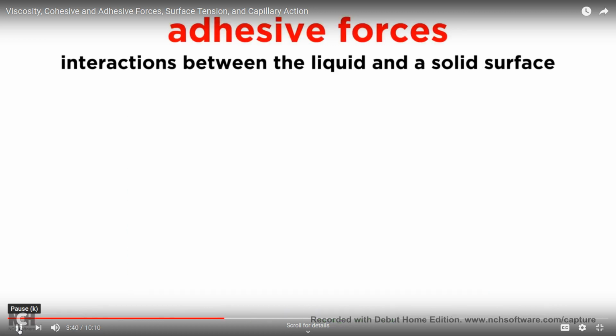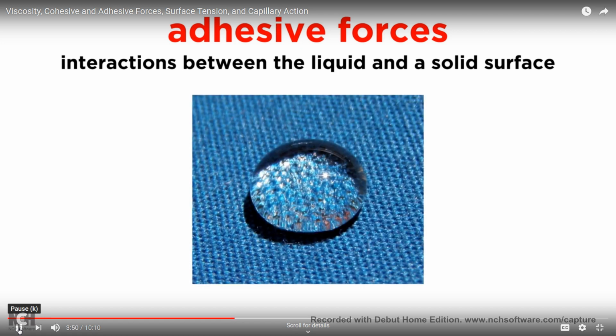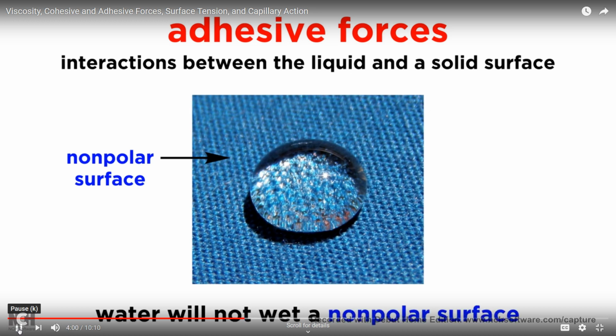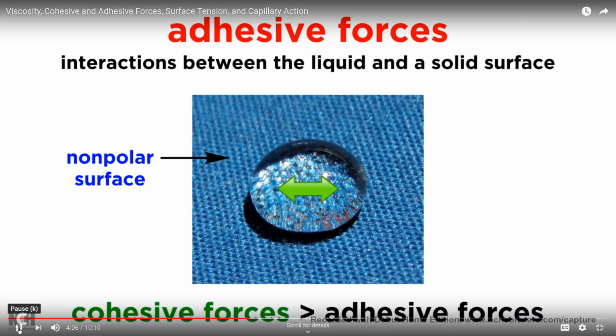The interactions between the molecules of a liquid and some solid surface are called adhesive forces. These describe the ability of a liquid to adhere to that surface. Take water, for example. If we place a drop of water on a piece of plastic or some other non-polar surface that won't interact with water, the water will not wet the surface, and it will retain a spherical shape. This is because the cohesive forces, the hydrogen bonds occurring between the polar molecules inside the droplet, are stronger than the adhesive forces between the water and the non-polar surface.